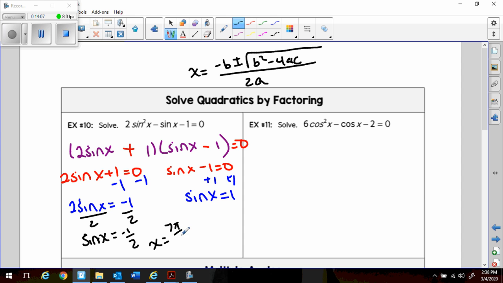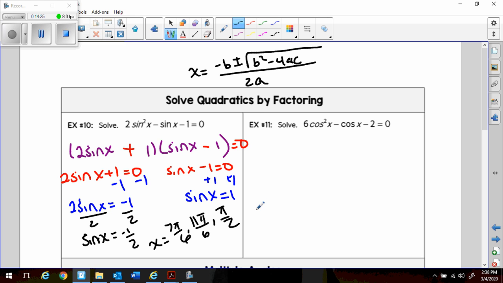Check it out and make sure I'm right. And 11 pi over 6, right before 2 pi. Now, sine is positive 1 in one spot. That's going to be pi over 2. Tell me if I'm right, okay?